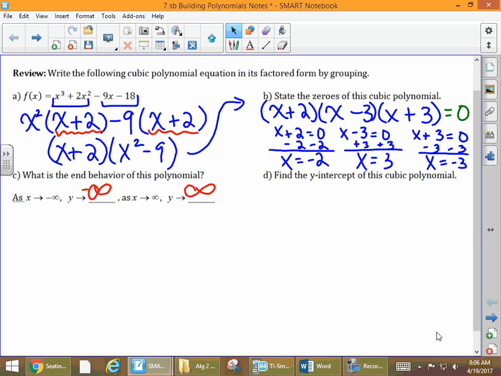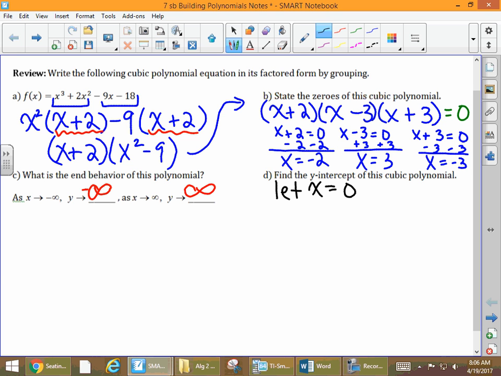And finally it says, find the y-intercept of this cubic polynomial. Well, for those of you who are going to be taking college algebra next year, we talk a lot about what's the x-intercept, what's the y-intercept. So I want to show you again how to find this algebraically. And what we do to find the y-intercept is we let x equal 0.